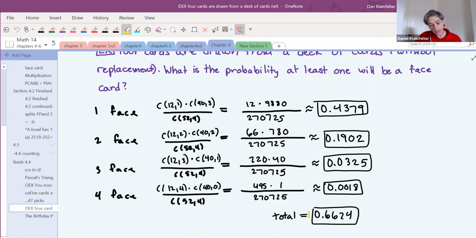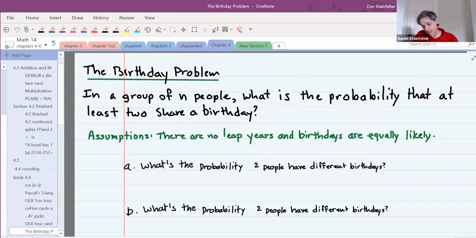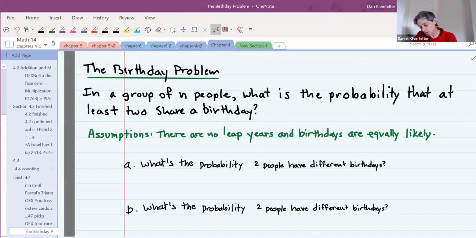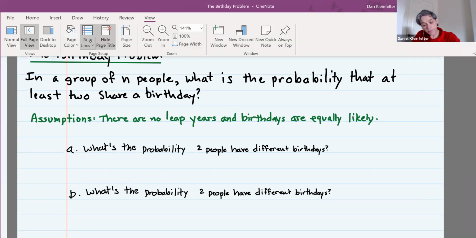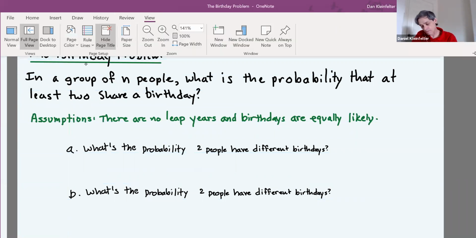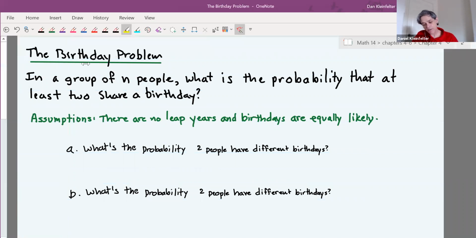All right, so our last example for this section has to do with the birthday problem. Let's take a look at this. The birthday problem is a semi-famous problem in probability, but hopefully you'll find it interesting.